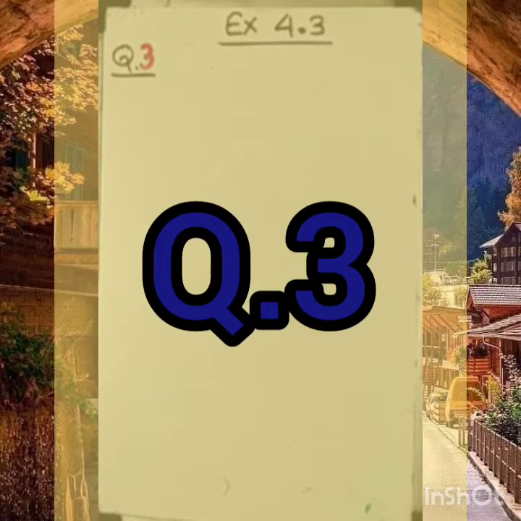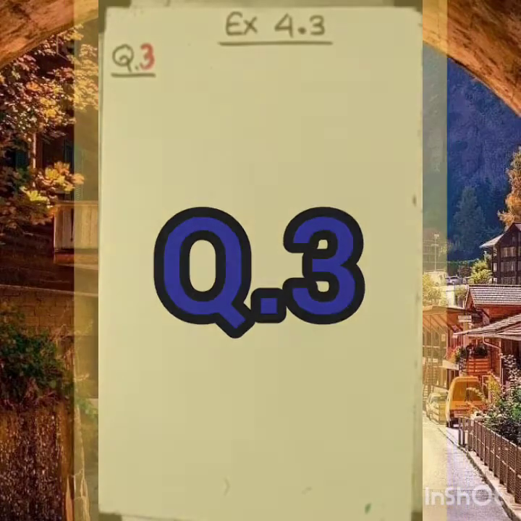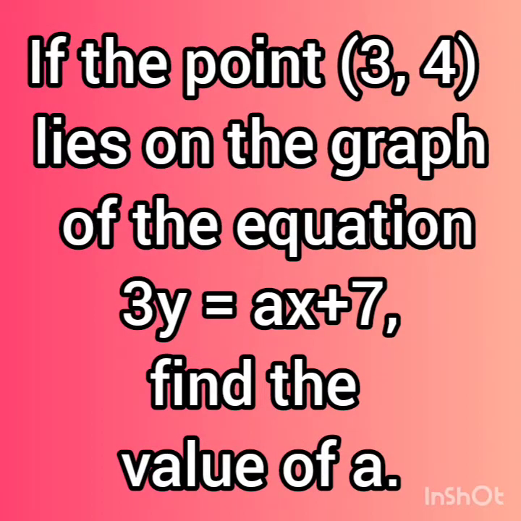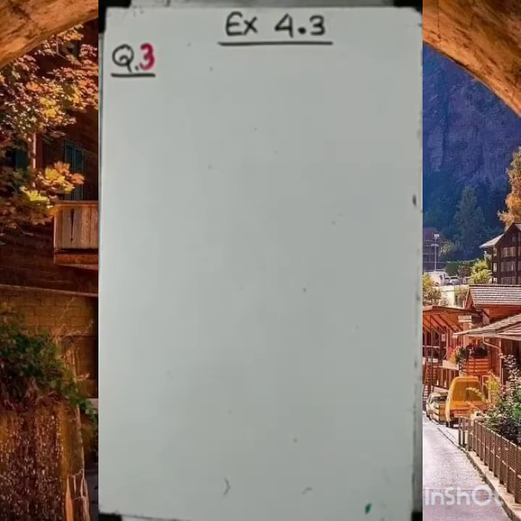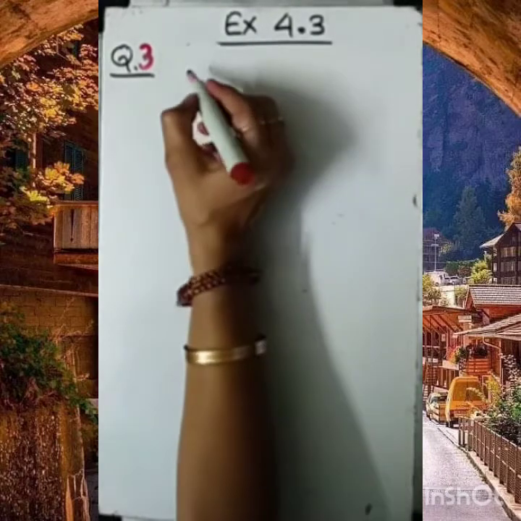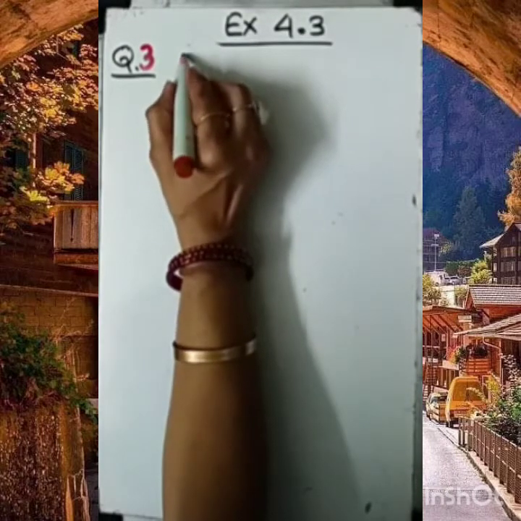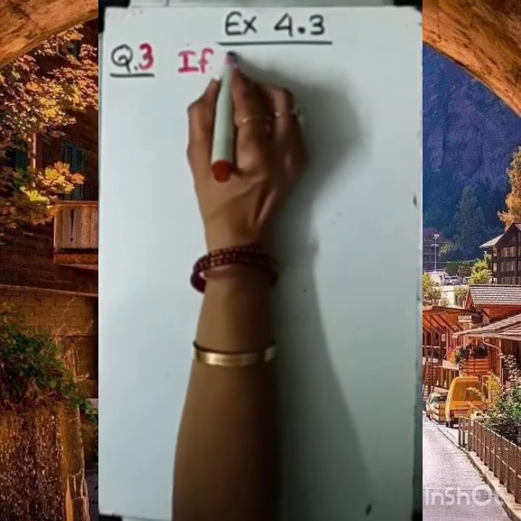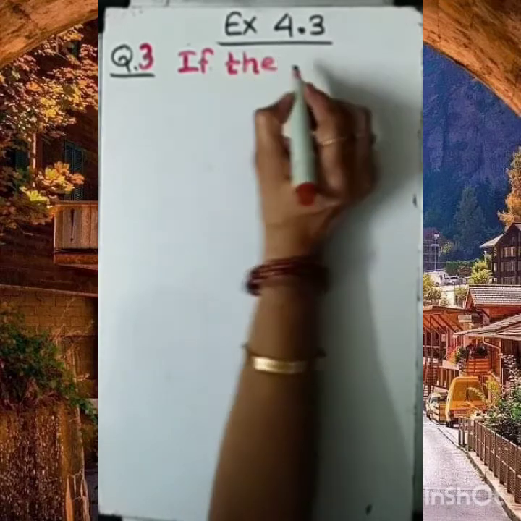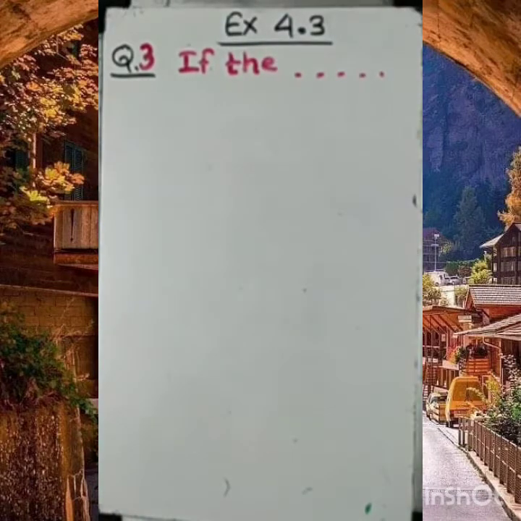So let me read out the question. What we are given in question number 3. If the point (3, 4) lies on the graph of the equation 3y equal to ax plus 7, find the value of a. Very easy question. Okay. So let's see how to start. This is question 3. So what do we have to do here?